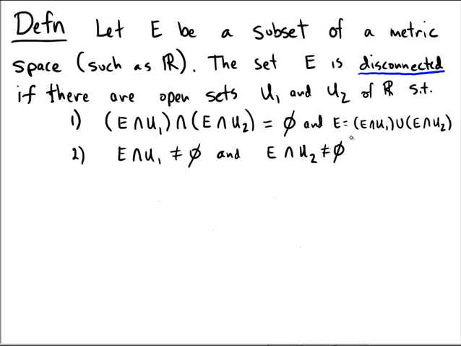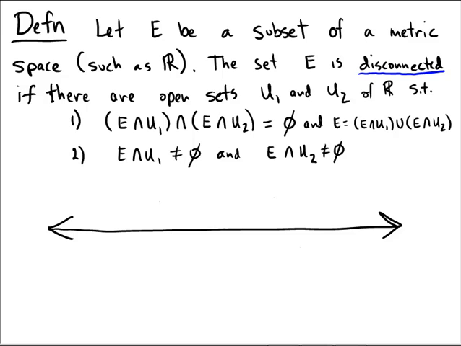And in the second condition, we need that when you intersect E with both U1 and U2, these are also non-empty. So let's draw a picture to try to better understand this. Let's draw a number line here, because we're pretending, at least for this example, that we're in R. Now in R, it's relatively simple that all the connected sets are really just intervals. So a disconnected set is going to be a set that's broken intervals or spaces in between intervals.